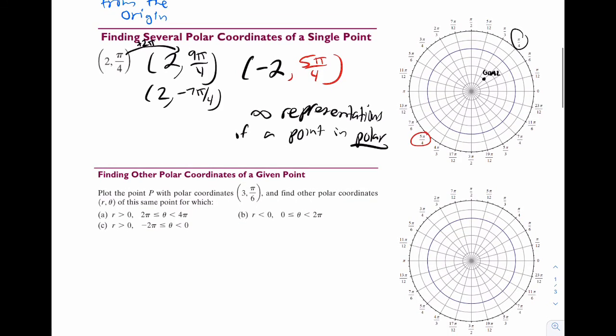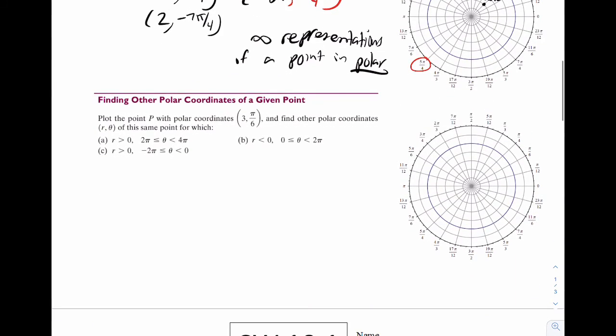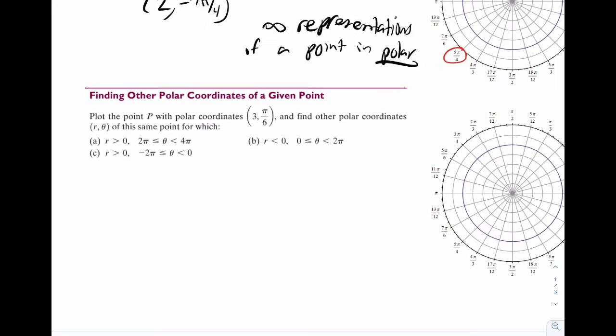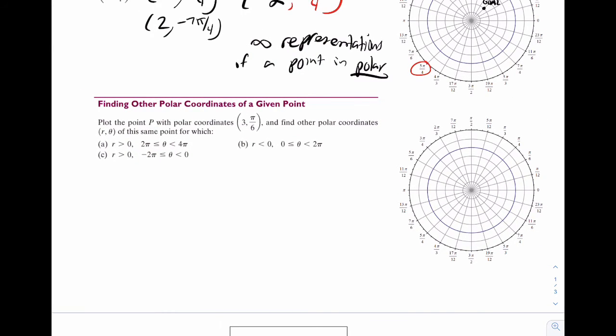So in this next one, let's take a look at this. It says plot the polar point (3, π/6). Let's plot that. π/6, go 3 out. 1, 2, 3. So there's our point. And then it gives you specifications. So it's kind of like the last one, except what we're going to do now is just create the point with the guidelines given.